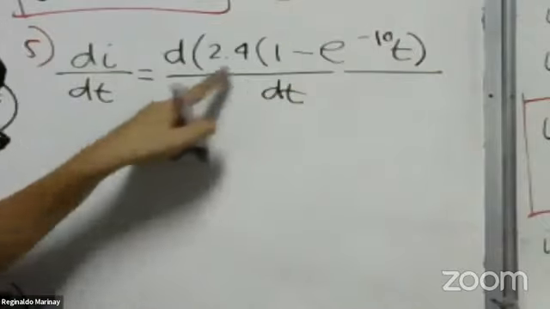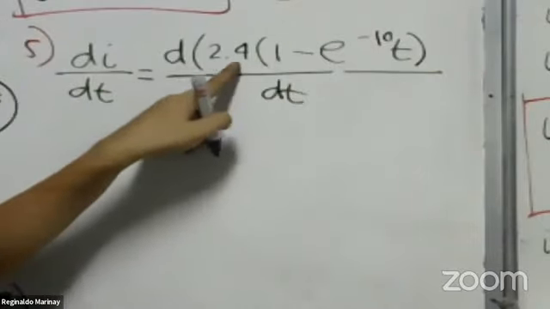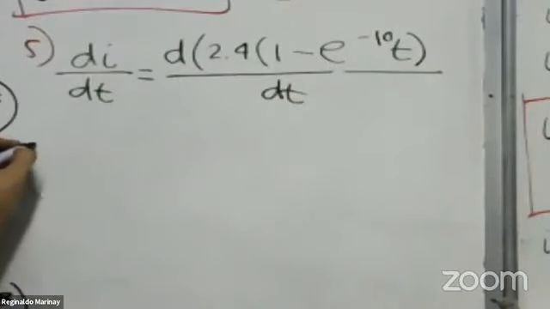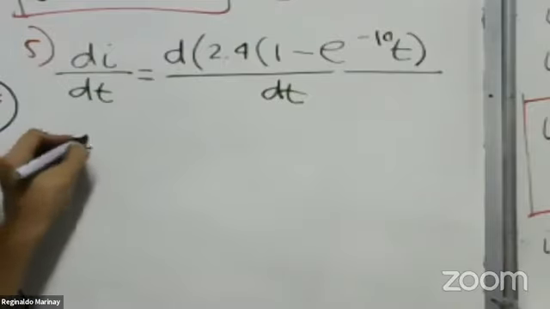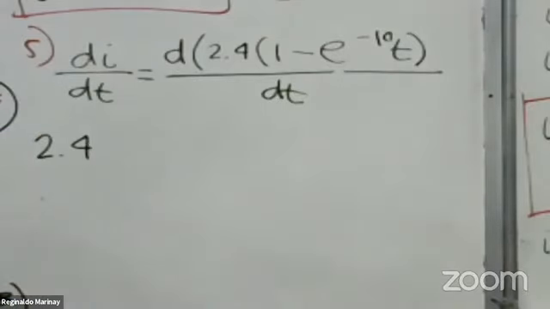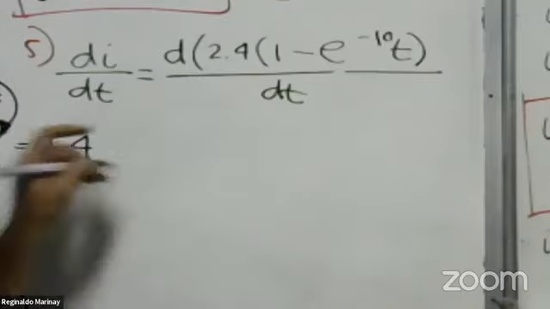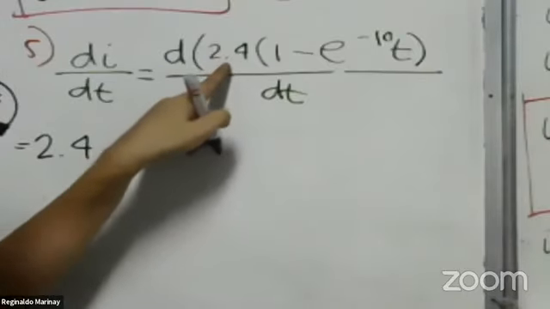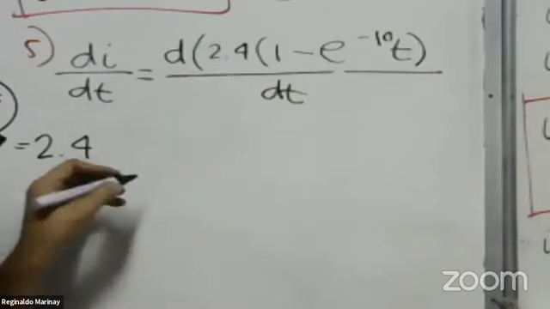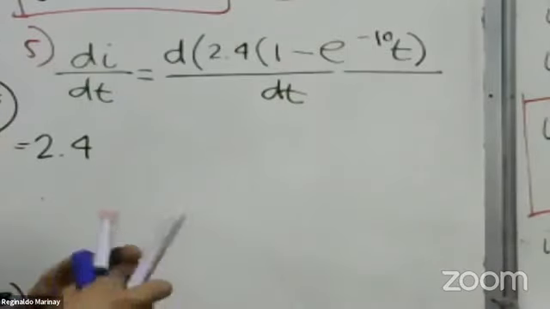Okay, 2.4 is just a constant, right? When there's a constant, take it out right away. So it comes out, and we'll be having this equation.